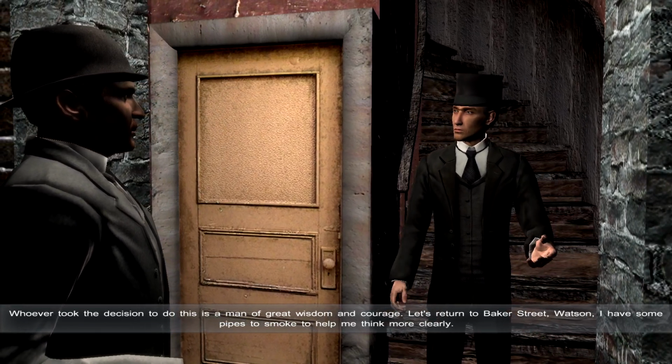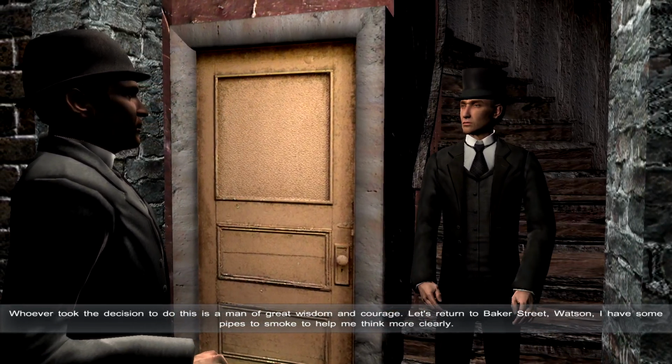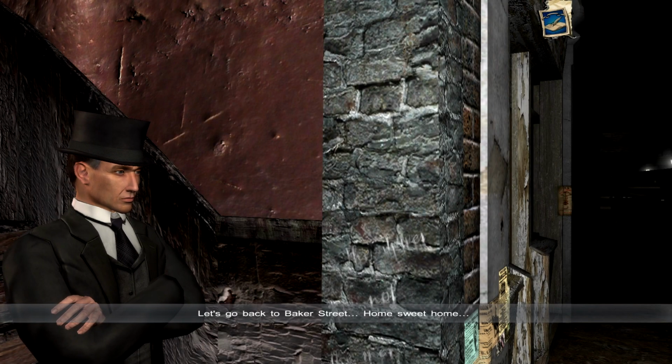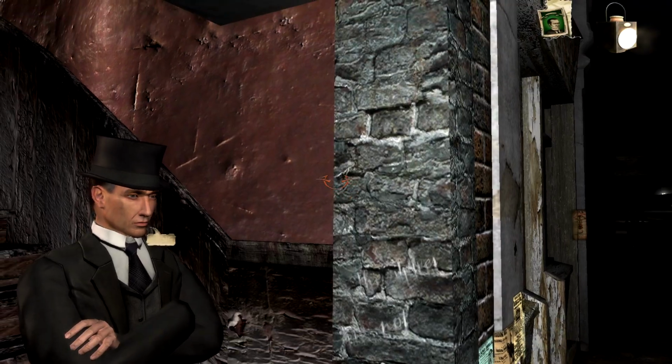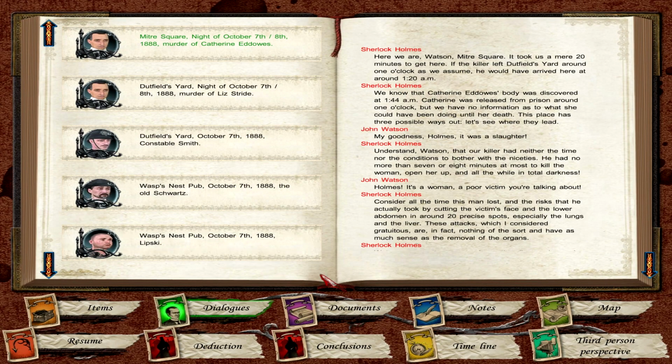Let's return to Baker Street, Watson. I have some pipes to smoke to help me think more clearly. Let's go. Home, sweet home.